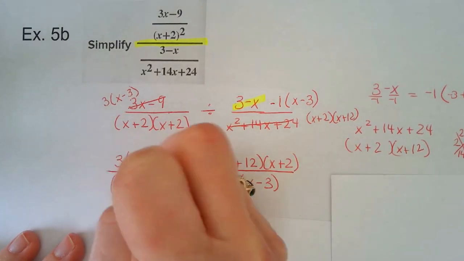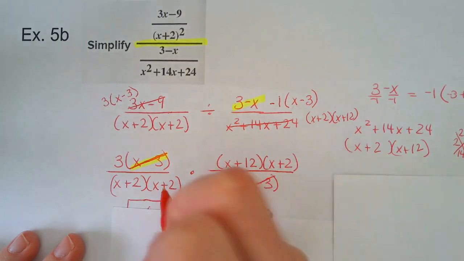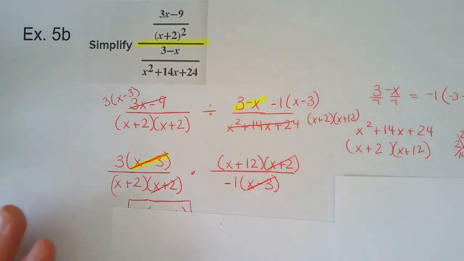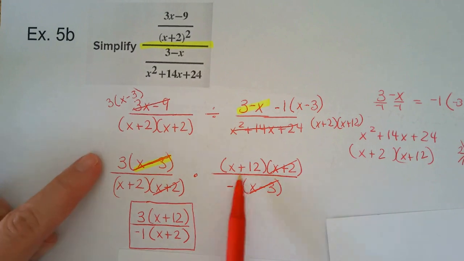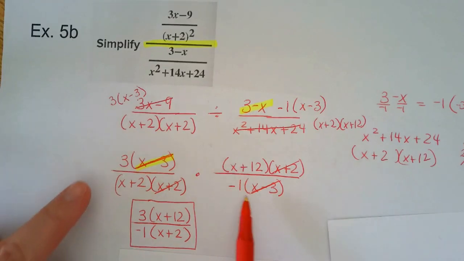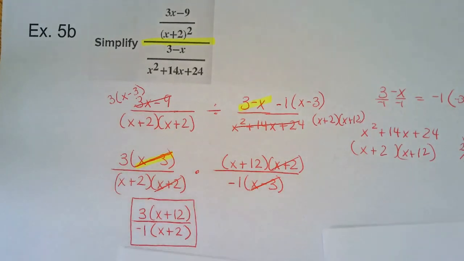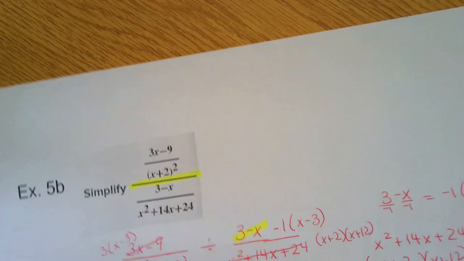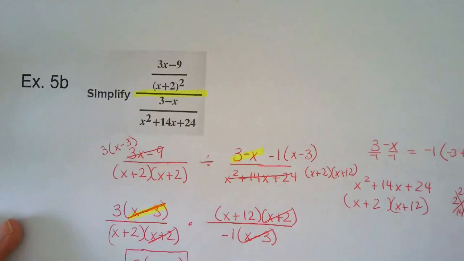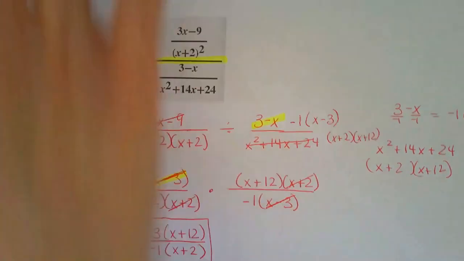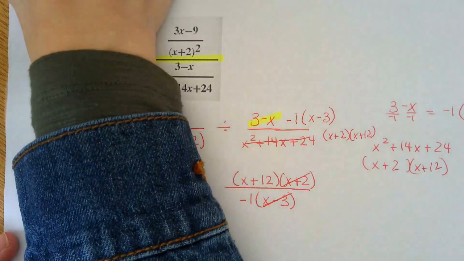So I'm ready to start cross-canceling. So my x minus 3s are going to remove, my x plus 2s are going to remove, and then I'm left with this. So I've got 3 and x plus 12 on top, a -1 and an x plus 2 on the bottom. All right, and that's where we're going to pause for section 9.1 with simplifying expressions.